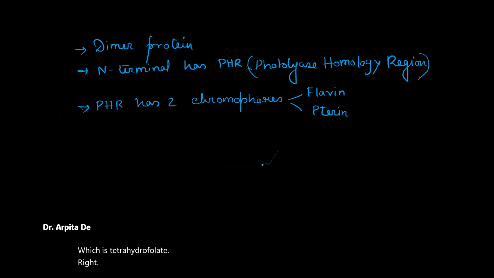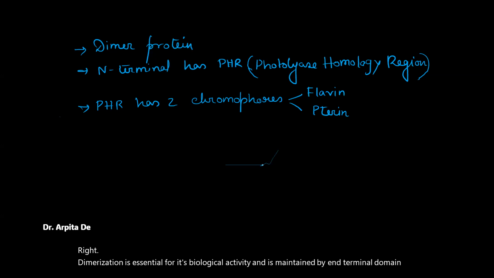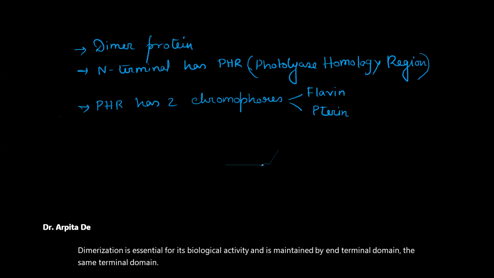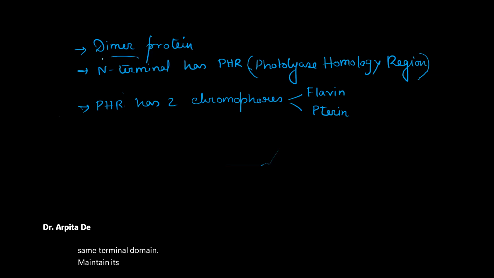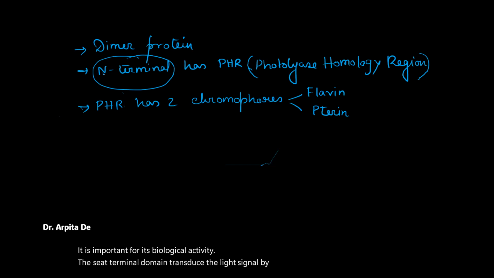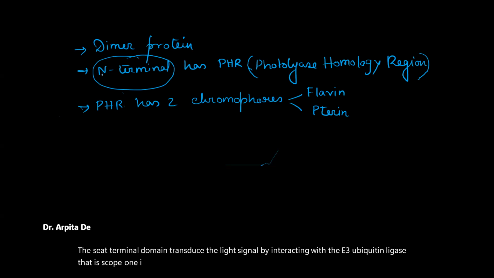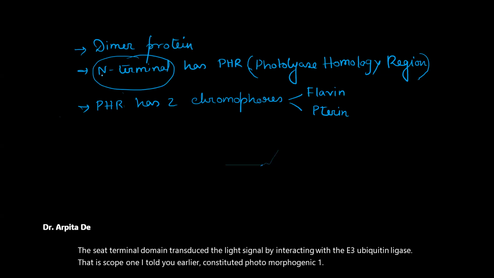Dimerization is essential for its biological activity and is maintained by the N-terminal domain. This N-terminal domain maintains its dimerization, which is important for its biological activity. The C-terminal domain transduces the light signal by interacting with the E3 ubiquitin ligase, that is COP1. I told you earlier, constitutive photomorphogenic 1.